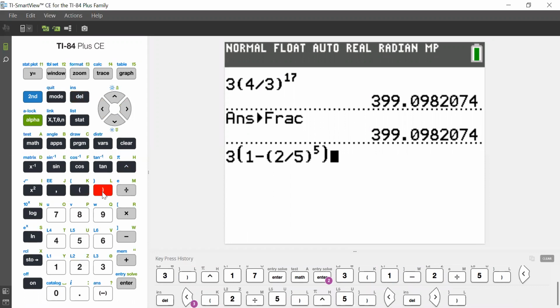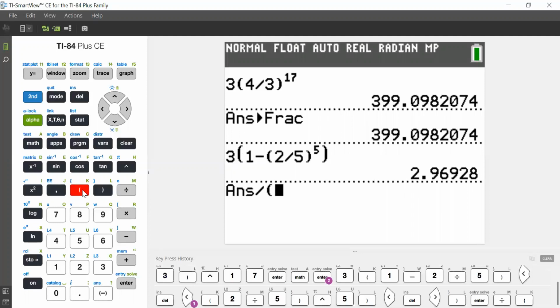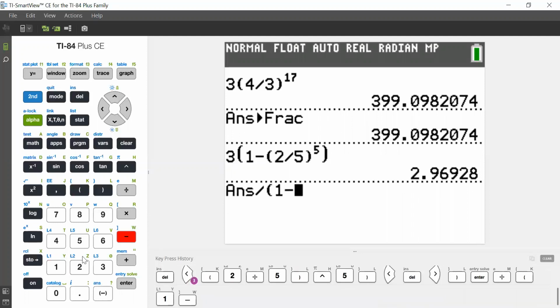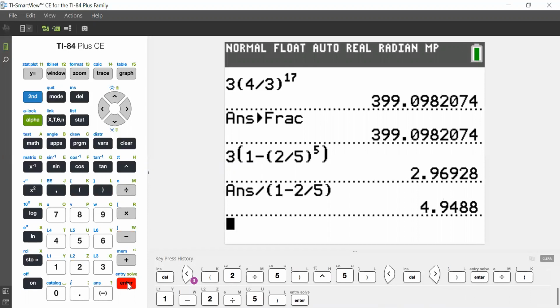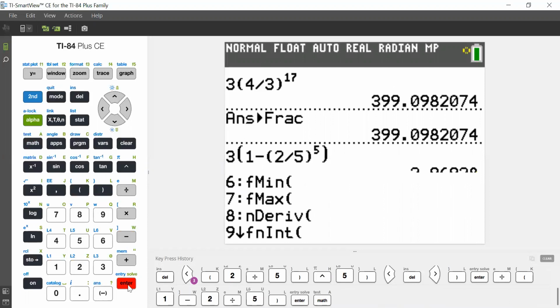And to be honest, I would hit enter right there. Because it's a fraction, I would do it in pieces. Don't round that off. I could just now do divided by, start a parenthesis, 1 minus 2 divided by 5. Your calculator does order of operations for you, but then close that parenthesis, and you get 4.9488. So I did my numerator, I hit enter, I divided by my denominator, and I made sure I included parentheses: 4.9488.